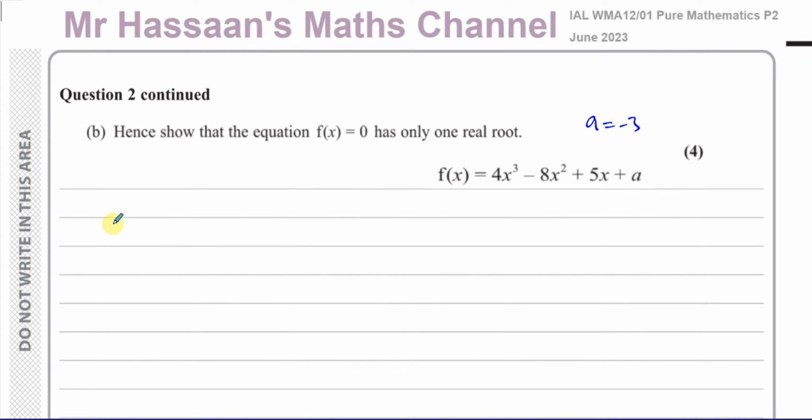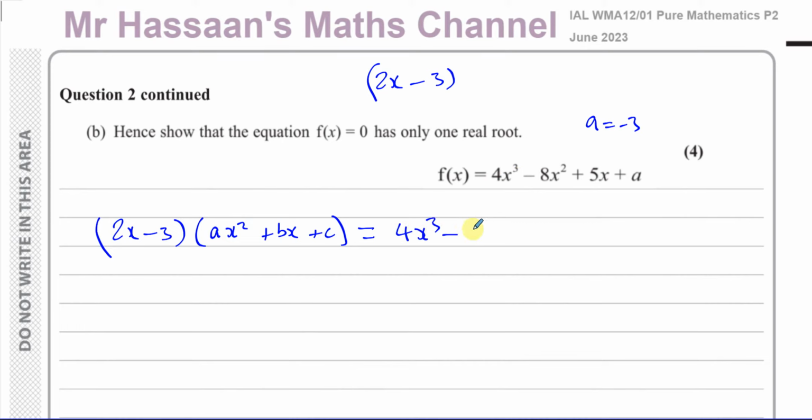So basically, we know that 2x minus 3 was a factor. They told us that, right? That's one factor. So we know that 2x minus 3 times some quadratic, we'll call ax squared plus bx plus c, will give you, when you multiply them, your f of x, which is 4x cubed minus 8x squared plus 5x minus 3. We already were told that a is minus 3. Okay, so we know that this will give you that.